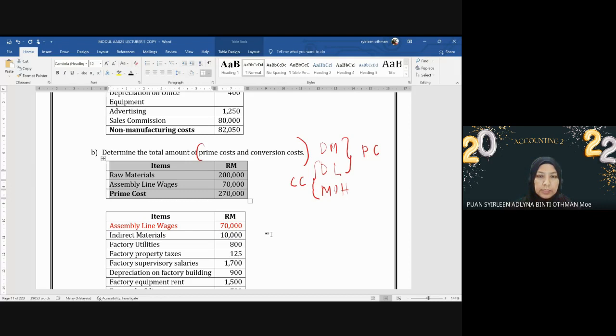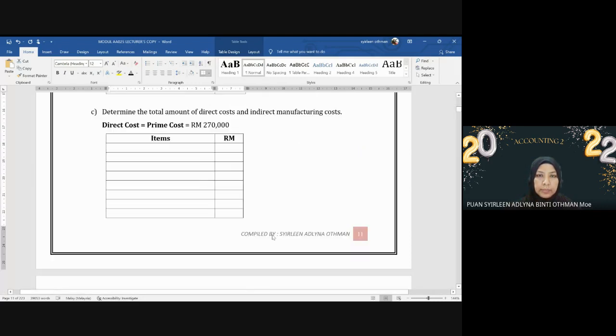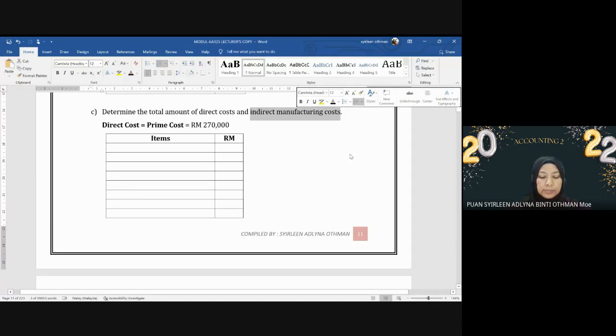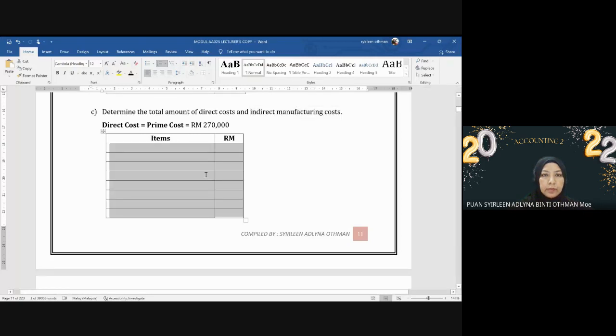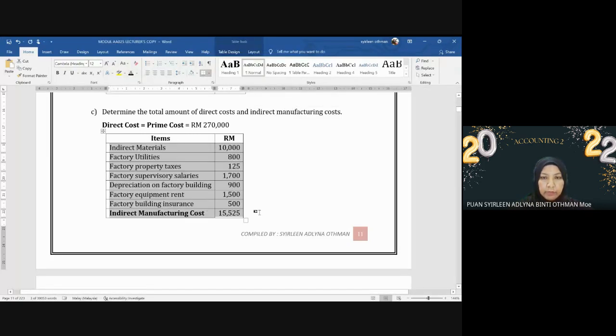So sekarang kita nak kira indirect cost. Direct cost I dah kira, I tak payah kira sebab I ambil direct from that prime cost. So now I am supposed to calculate the indirect manufacturing cost. Indirect manufacturing cost is actually merujuk kepada your manufacturing overhead. That's 7 items. So MOH will be 15,525 ringgit.